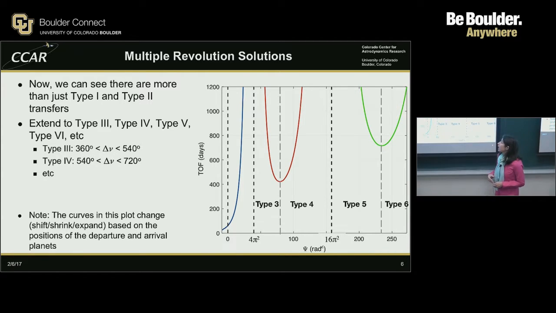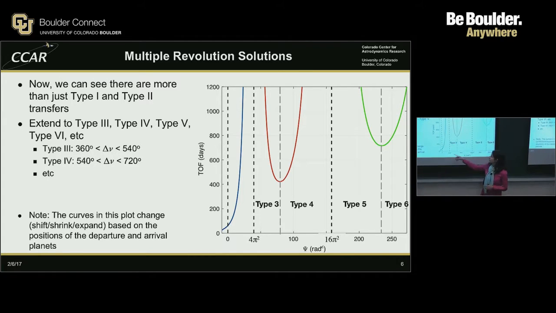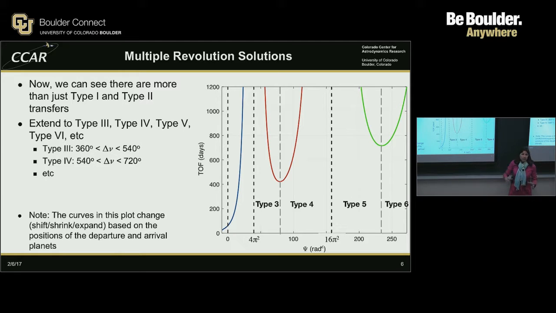So now we see we've got more than just type 1 and type 2 transfers. Now we've got type 3 and type 4, where type 3 is going to go from basically 360 to 540, and then type 4 is going to go from 540 up to 720, and then type 5 and type 6, basically just incrementing in segments of 180 degrees. Does that make sense? Okay.